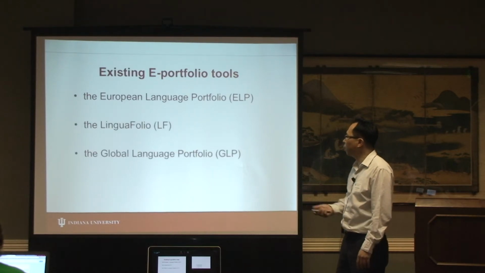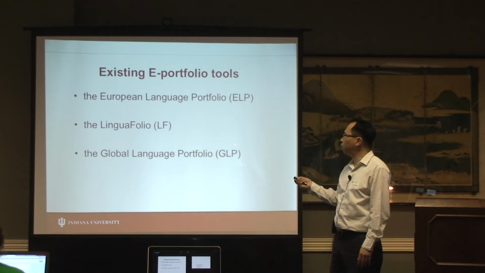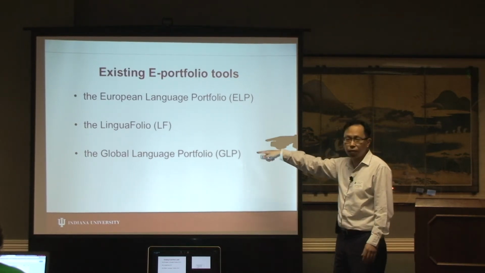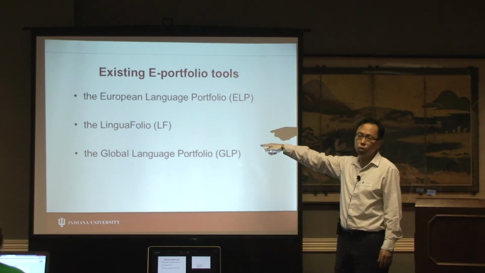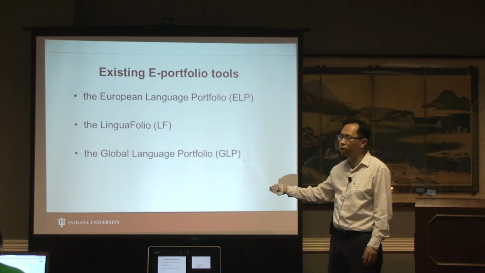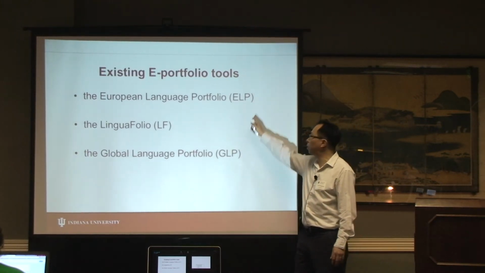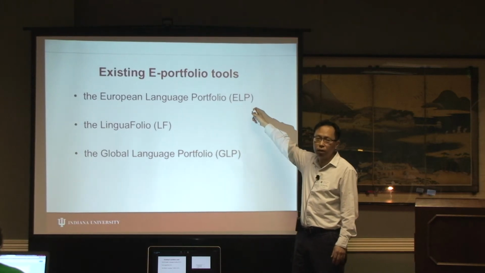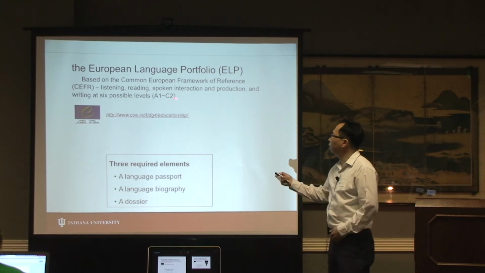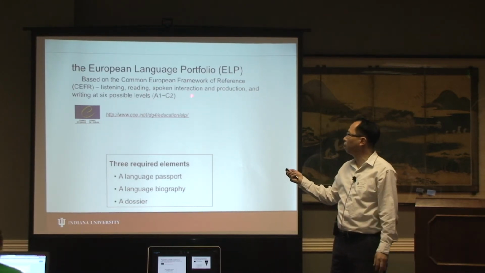So like I said, there are 3 possible existing e-portfolio tools. The European Language Portfolio, this is the most commonly used. LinguaFolio is the American version of the ELP, but it's only used in the K-12 context. The Global Language Portfolio is the university version of LinguaFolio. And these are based on the CEFR guidelines. The European Language Portfolio is based on the CEFR.